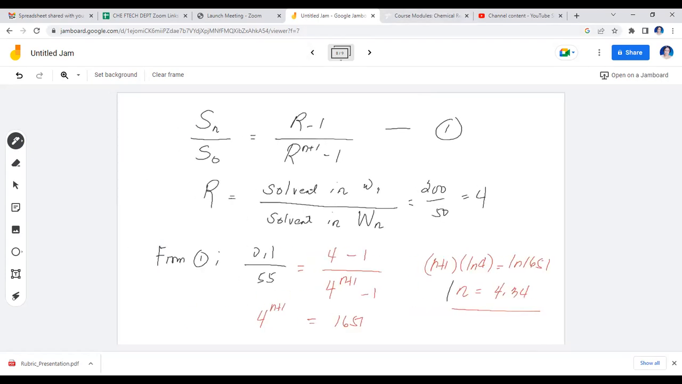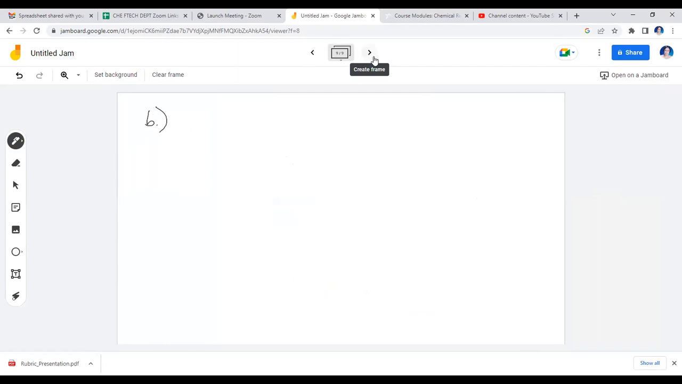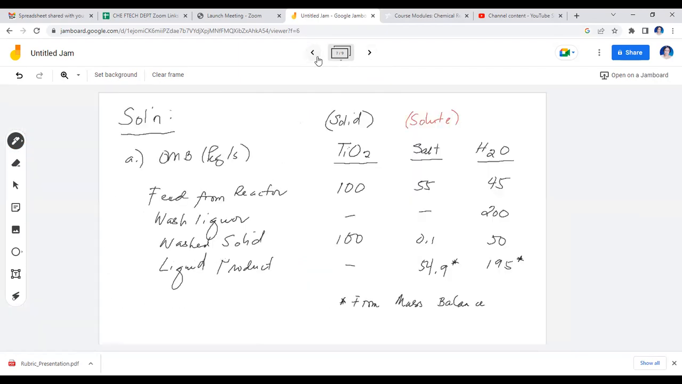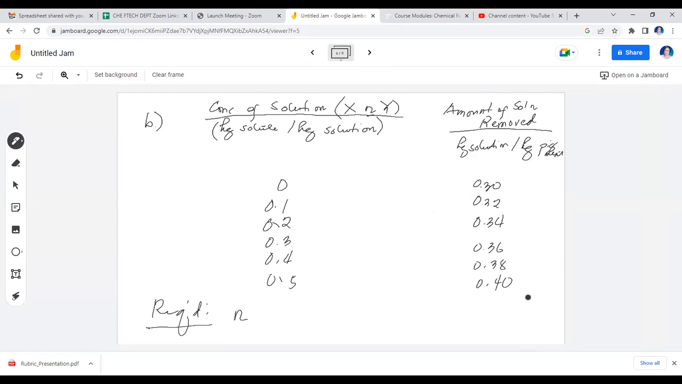So this is our final answer already for A. For your B, you must recall that you're given this data here. And as mentioned, this one could either be X or Y for a particular thickener. And this one refers to the capital W, amount of solution removed. So kilogram solution per kilogram pigment that goes with it.